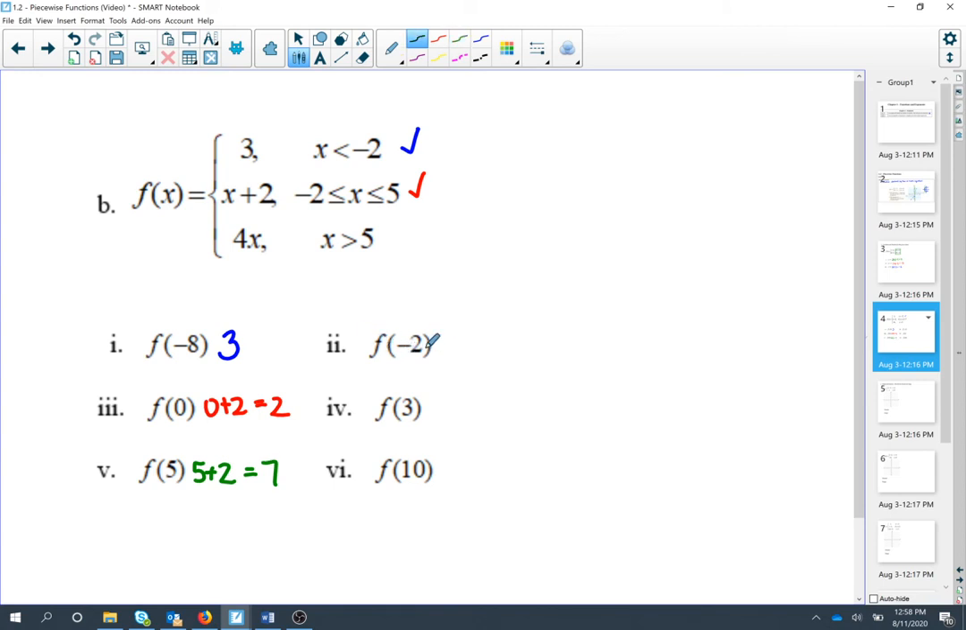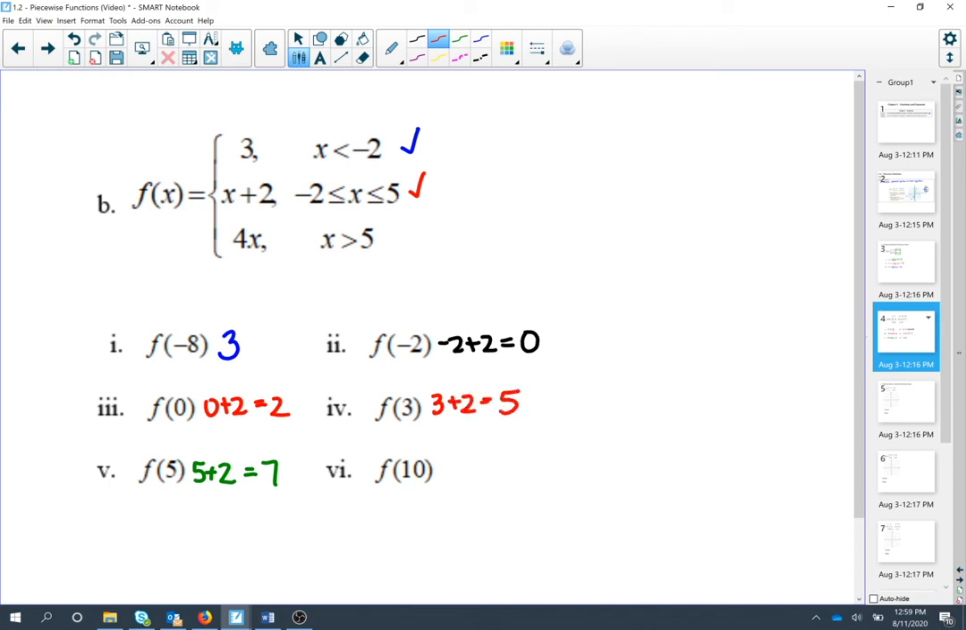Okay, next one, f of negative 2. Where would that be? It would be right here because it is greater than or equal to negative 2. So we're once again going to substitute right there. So negative 2 plus 2, our function value is 0. f of 3. 3 would also lie between negative 2 and 5, so we're going to substitute in here again. So 3 plus 2 is 5.